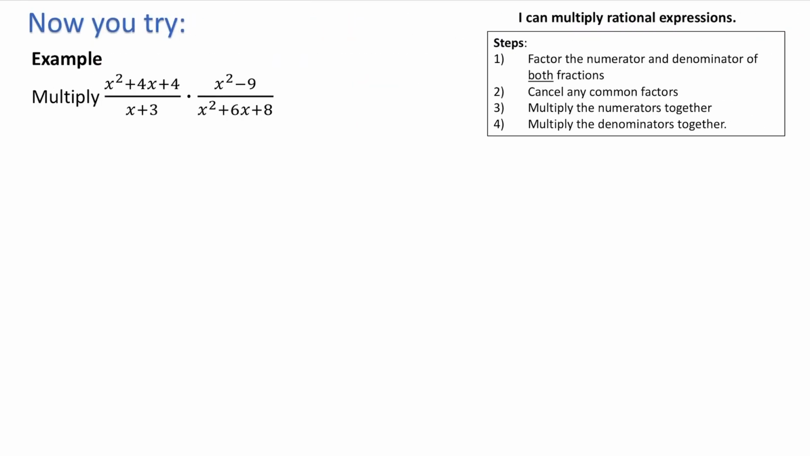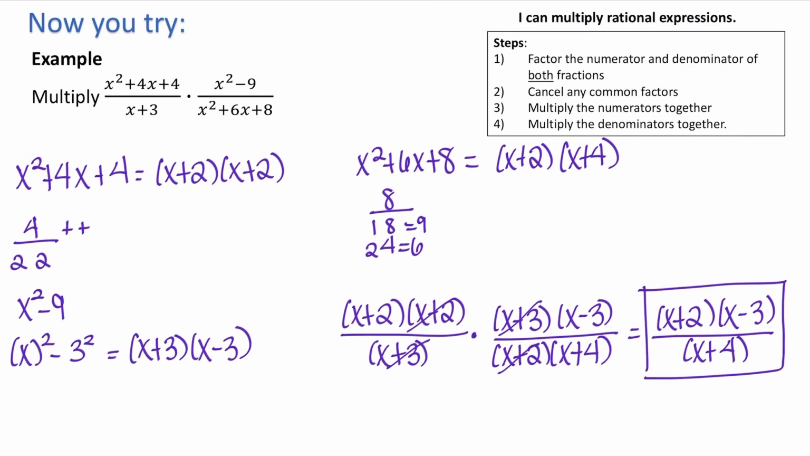So now you can go ahead and pause the video and try this practice problem on your own. So when you do this problem, if you factor the first numerator, you get x plus 2 times x plus 2. X plus 3 is prime, so we're just going to leave that alone. Then we have x squared minus 9, which is the difference of two squares, so that gives us x plus 3 times x minus 3. And then we have x squared plus 6x plus 8, which factors to x plus 2 times x plus 4.